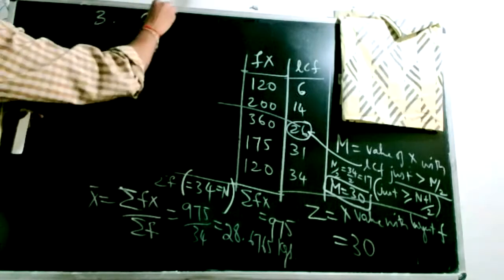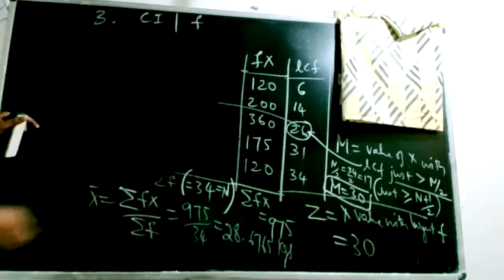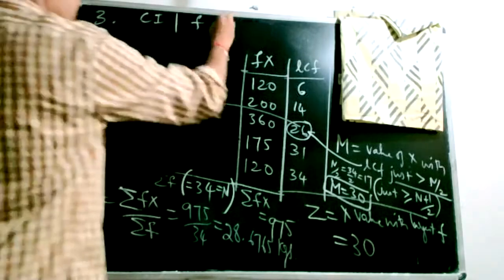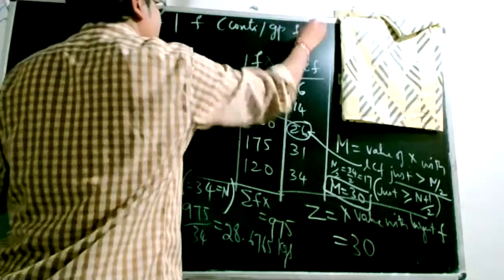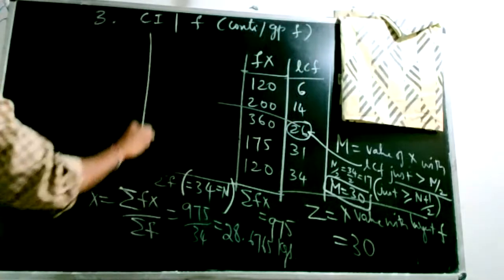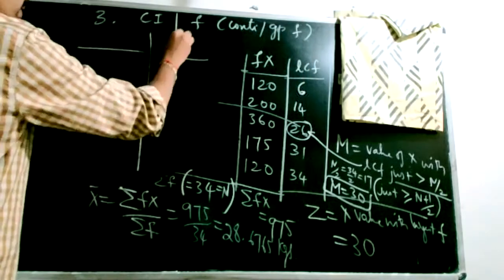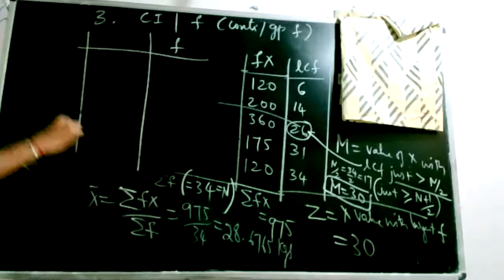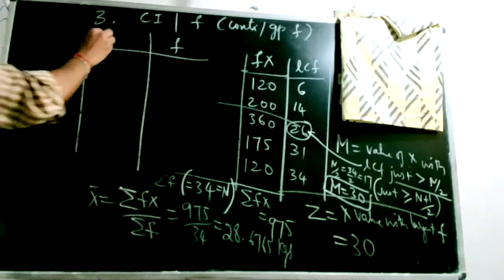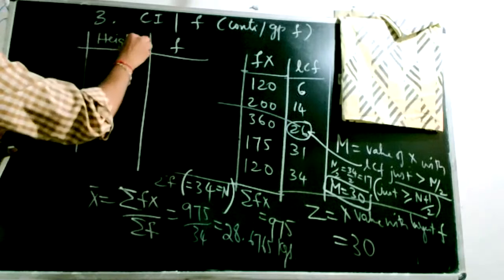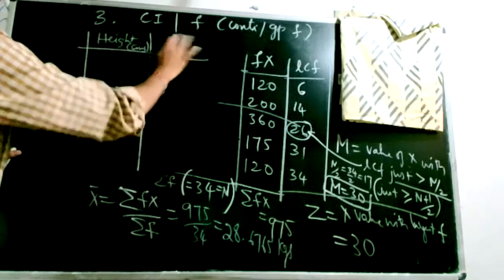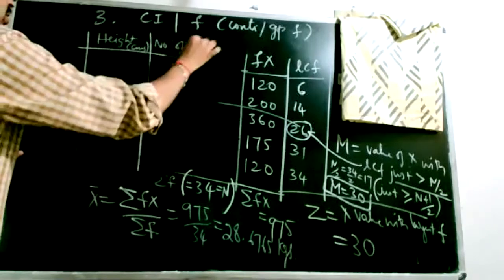Next type of distribution, we could have a continuous distribution, continuous frequency, also called as grouped frequency distribution. So I'll have the classification based on various sub-ranges called as groups or class intervals. So let me take height, maybe in centimeters, and number of soldiers.